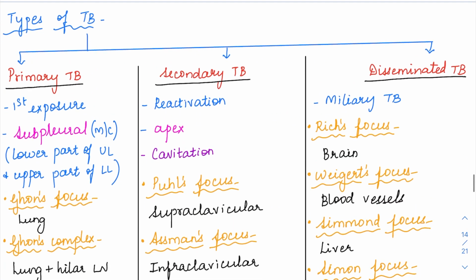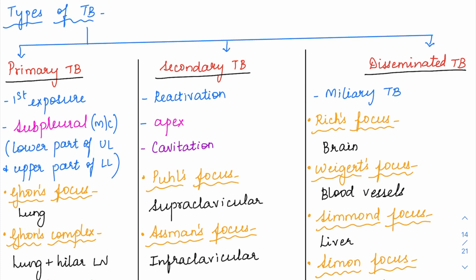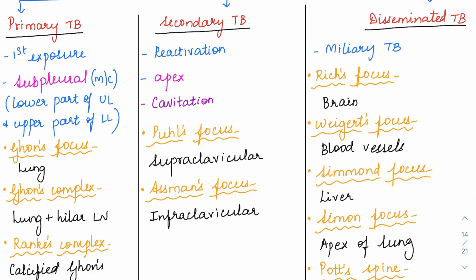So again, coming back to TB. What are the types of tuberculosis? We have primary tuberculosis, secondary tuberculosis, and disseminated or miliary tuberculosis. In primary tuberculosis, it will classically be a child who had a first exposure to tuberculosis. The most common location will be a subpleural location, especially in the upper part of the lower lobe and the lower part of the upper lobe. So subpleural location is the most common part wherein you see primary tuberculosis.